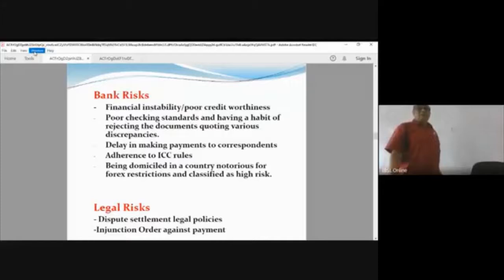Then, poor checking standard. Checking of what? What do you mean by checking standard? We are talking about international trade, no? Checking of documents against the LC, right? Because of the poor checking standard, some banks are having a habit of rejecting the documents, quoting various discrepancies, right? That's also another issue. This happened a few years back with Chinese banks. We had this issue, but now they are 1,000 times better, right?